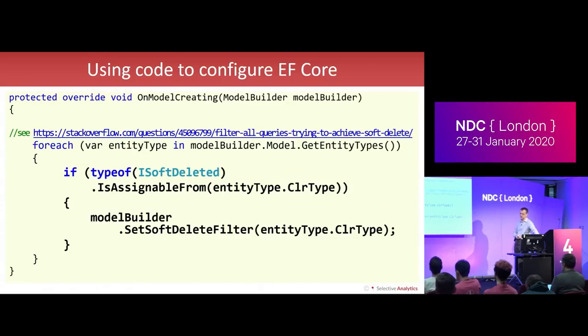Unfortunately, for the soft delete, it's not so simple. There isn't a way you can do it directly. You have to dynamically create a little config class of the right type. And this guy on Stack Overflow, in "filter all queries, trying to achieve soft delete", has done it. He's got a little bit of code, and you can see I'm going through them all. If it's got a soft delete type on it, then set the query filters. That is quicker and more secure, right? You don't want to have a soft delete that hasn't been set properly. So that is a good approach.